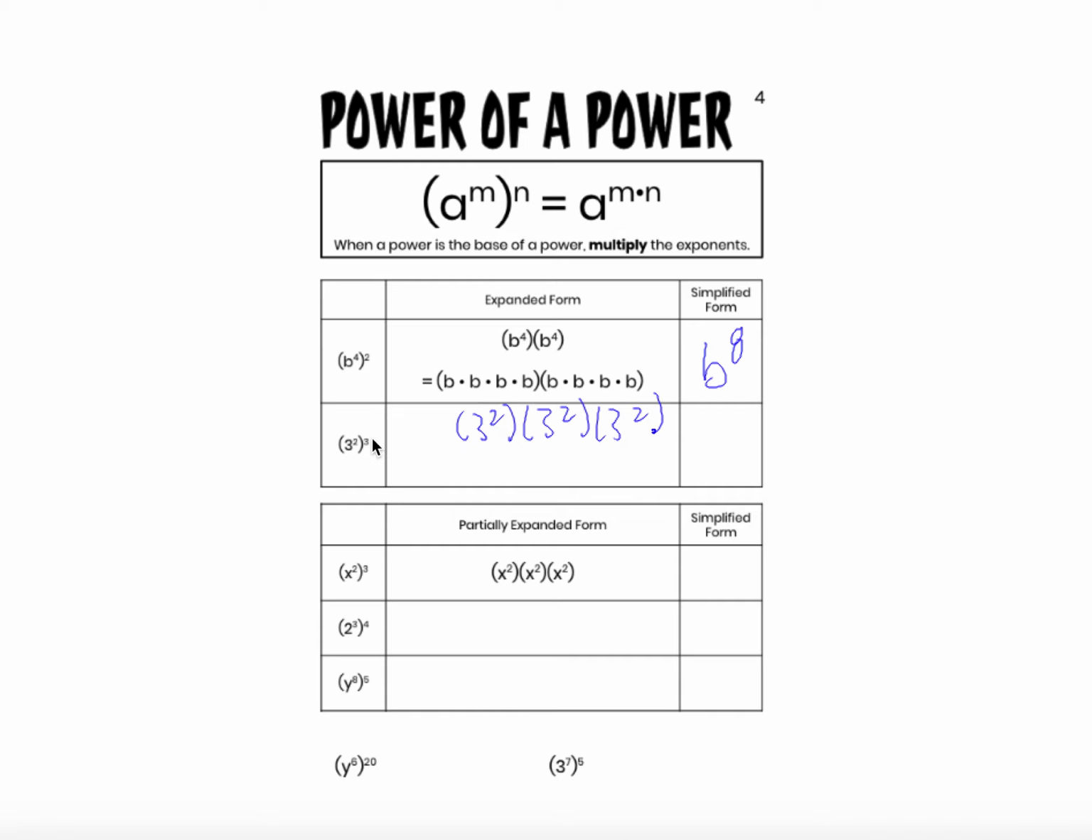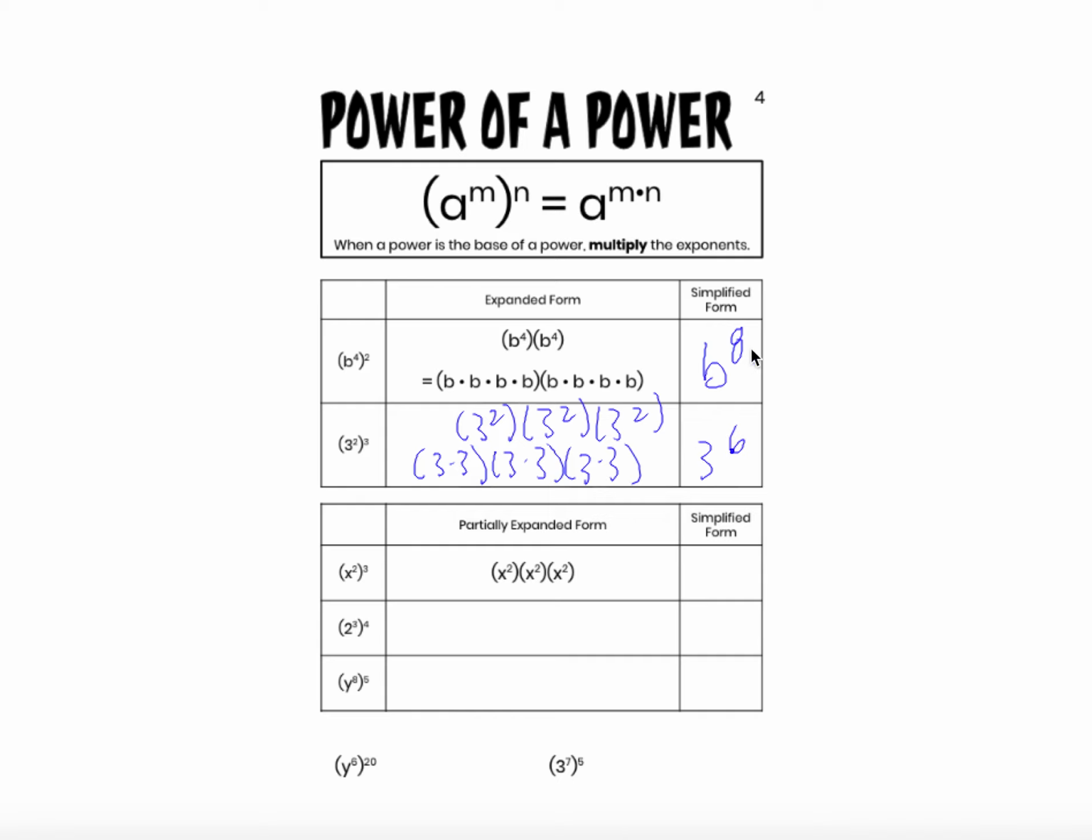3 squared to the third power is 3 squared times 3 squared times 3 squared. 3 squared is being multiplied by itself 3 times. And then each of those factors is 3 times 3, so that is 3 times 3 times 3 times 3 times 3 times 3. This is fully expanded form.